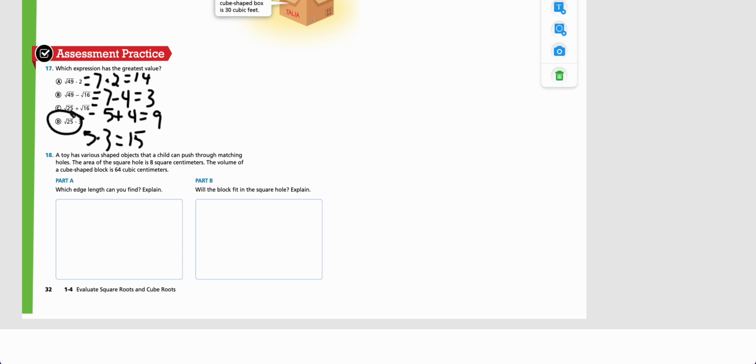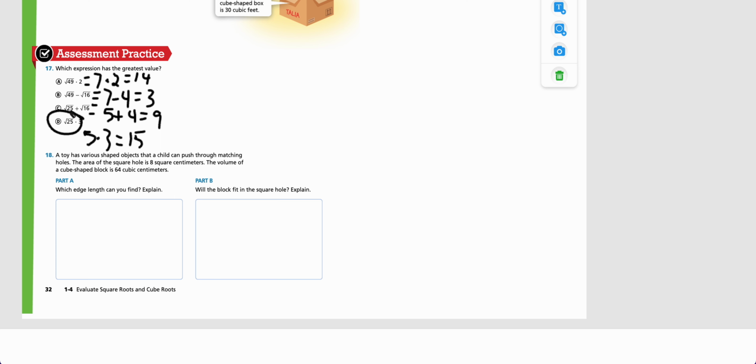The block. Why? Because 4 times 4 is 8. 4 times 4 times 4 is... 4 times 4 is not 8. 4 times 4 is 16. All right, guys, the volume, the area.